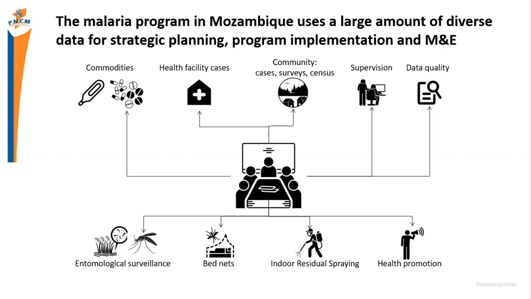In Mozambique, the malaria program uses, as you may know, a large amount of diverse data for strategic planning, program implementation, and M&E. So this is the strategy for malaria in most of the countries. In Mozambique it is the same. It's commodities, health facilities, community cases, through to health promotion, IRS, bed nets, and so on.